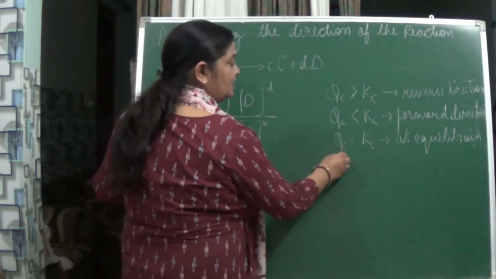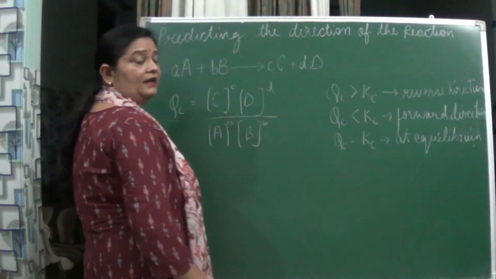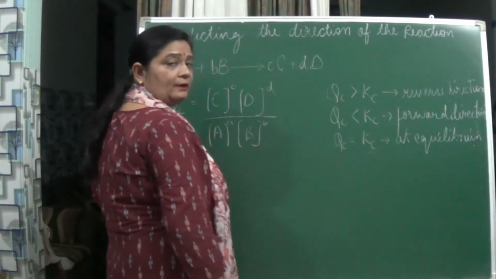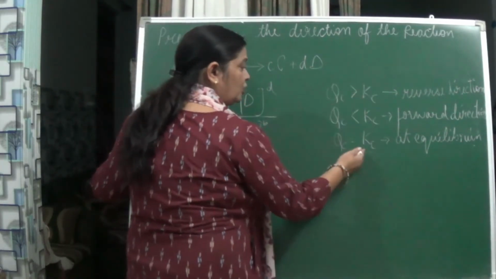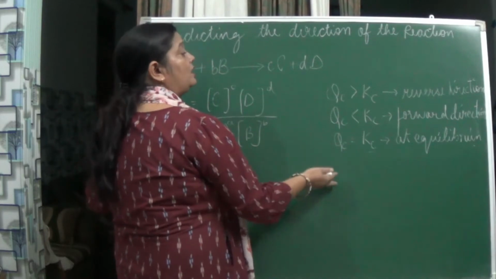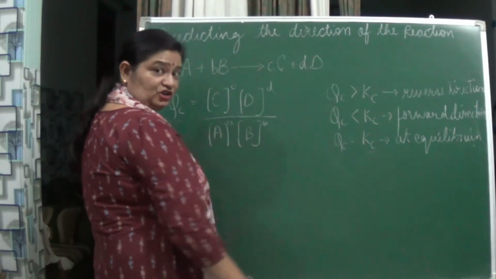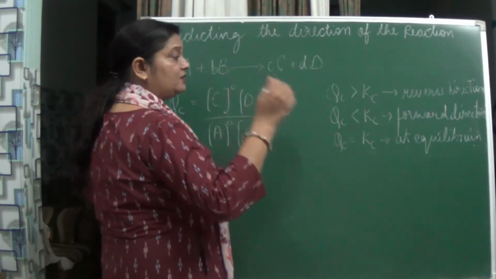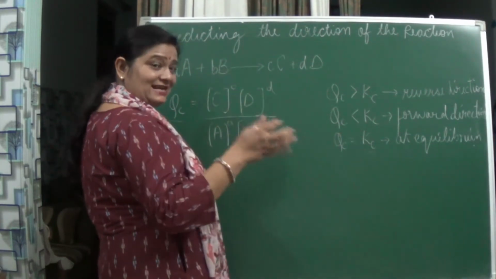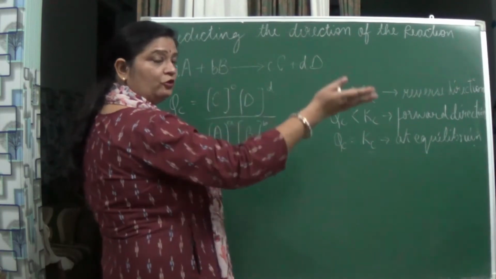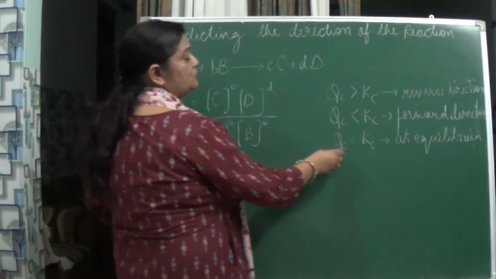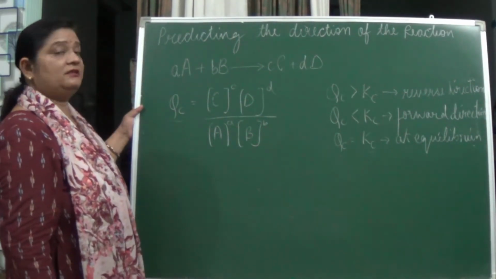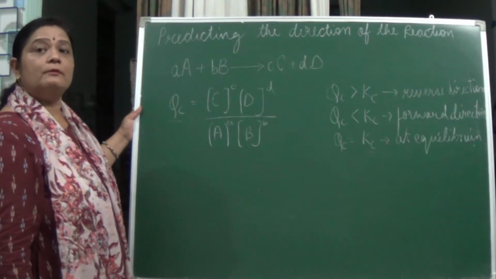If Qc is equal to Kc, it means it is at equilibrium, because Kc is the equilibrium constant only. So we are just comparing Qc with it. If Qc is greater than Kc, it is in the reverse direction. If Qc is less than Kc, it will move to the forward direction. And if Qc is equal to Kc, the reaction is in the equilibrium position.